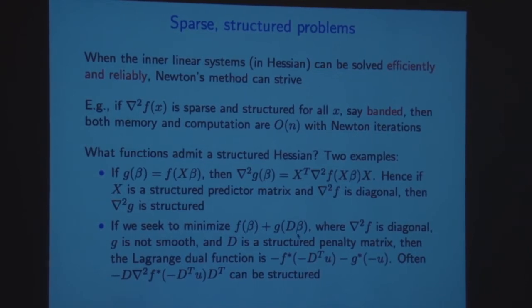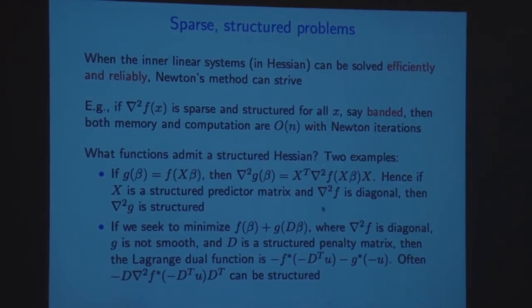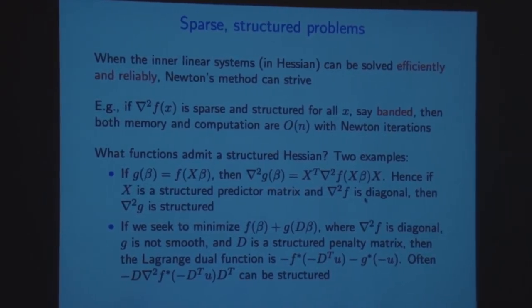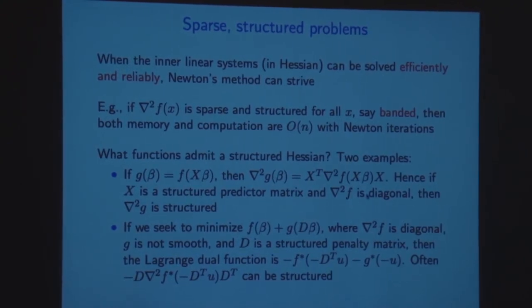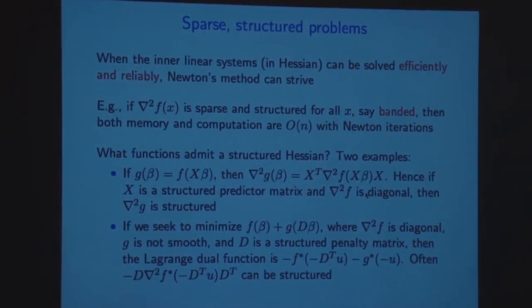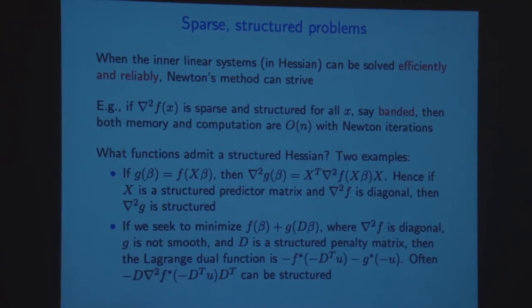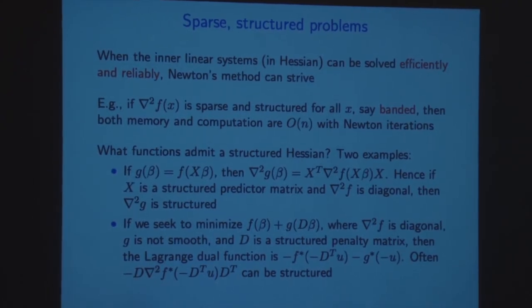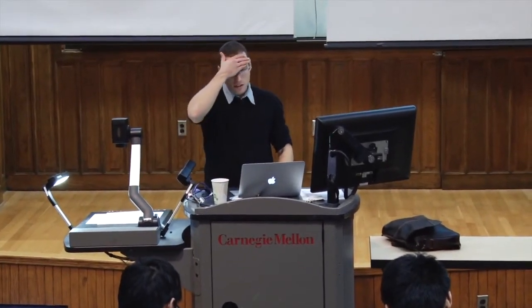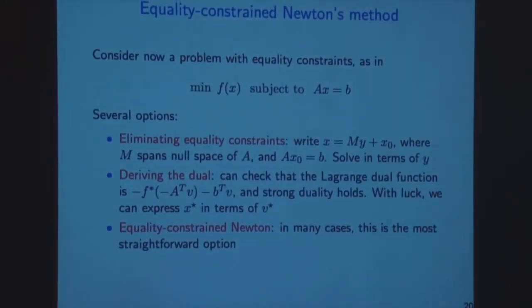I put down here two examples of where you might see a structured Hessian. I'm going to skip through these because we have a few more things to get through. But just keep in mind, if the Hessian is sparse and structured, and you have a fast solver for linear systems in the Hessian, then you should seriously consider using Newton's method. So let's talk about equality constrained Newton's method, and then just a minute on quasi-Newton methods, and then that'll be it.